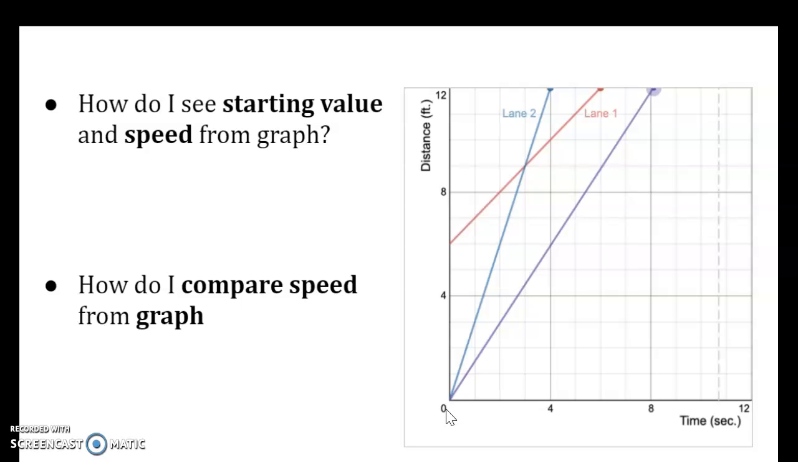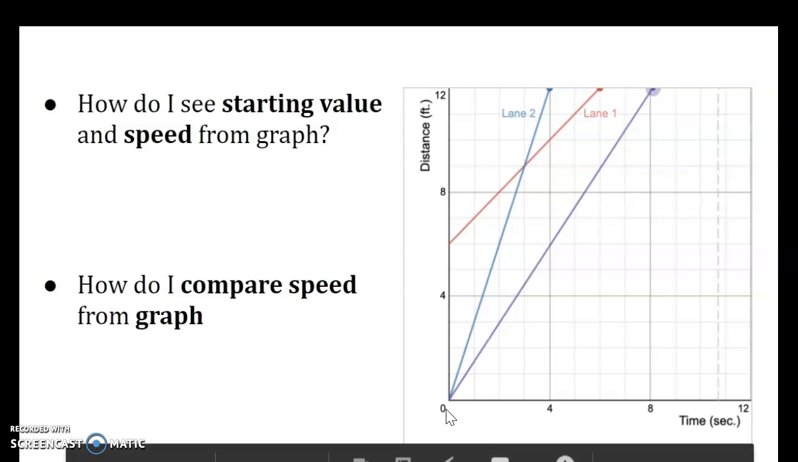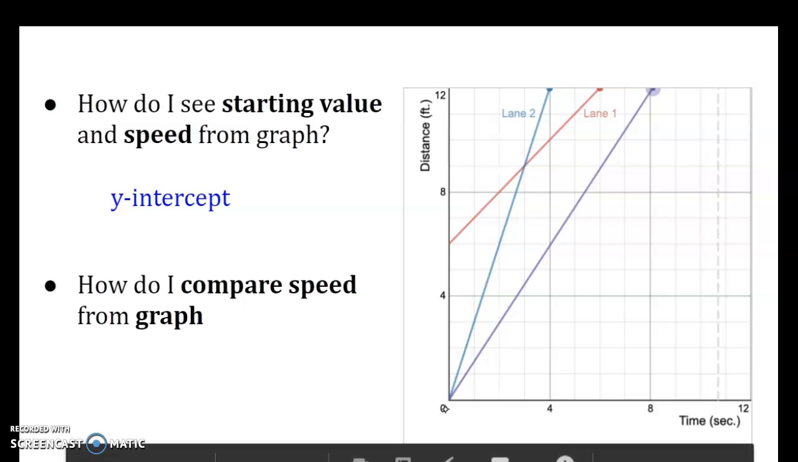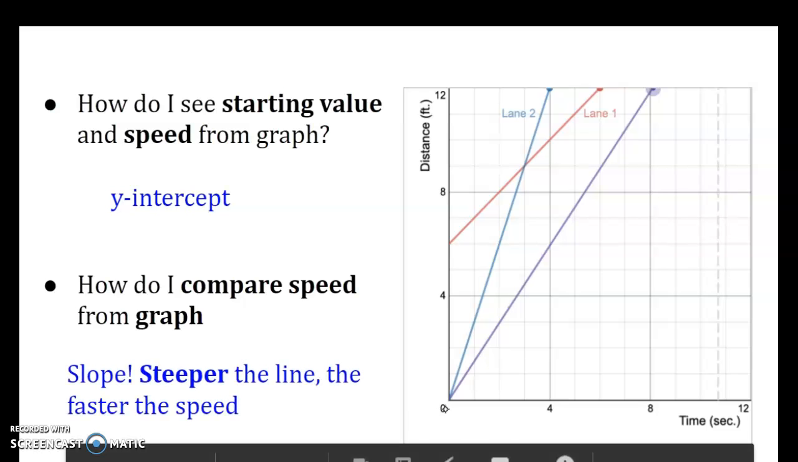So what does the starting value tell us? That's actually the Y-intercept, isn't it? And the speed is actually the slope. Speed is the same as the slope. The starting value is the Y-intercept. And how do I compare speed from a graph? Well, you can compare the slope. You can say which line is steeper. The steeper the line, the faster the speed.